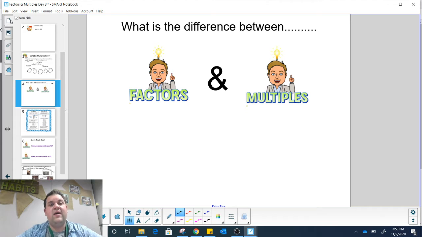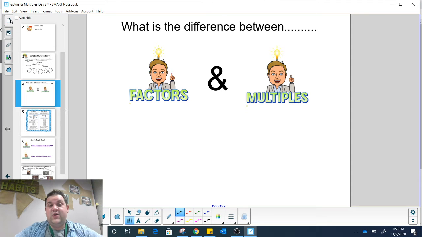Today we're going to talk about the difference between factors and multiples. On Monday we talked about what a factor is, and on Tuesday we talked about what a multiple is. Now I'm wondering what the difference is between the two of these. Go ahead and enter your thinking into Playposit, pause it, and then we'll talk about it together.